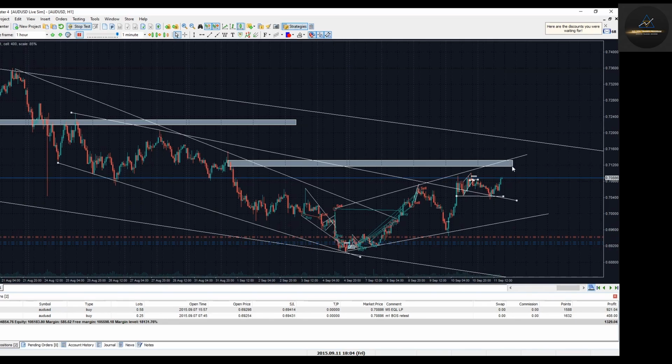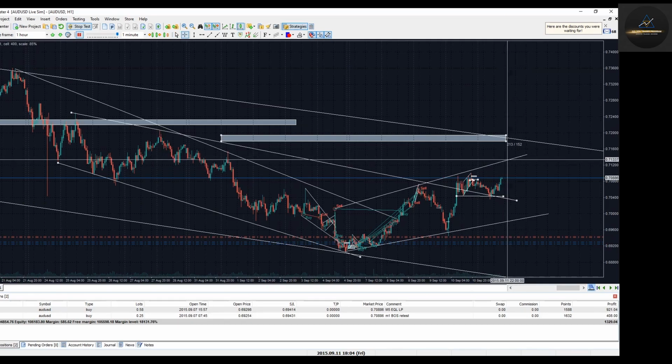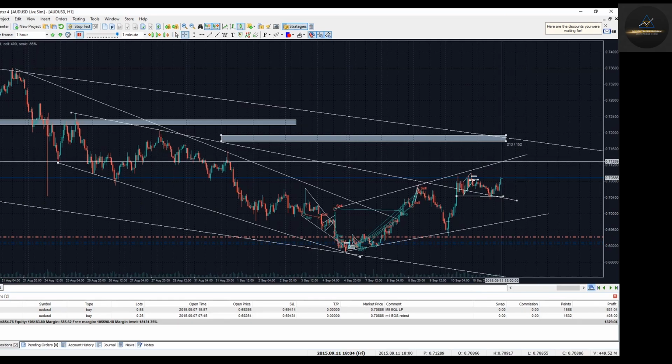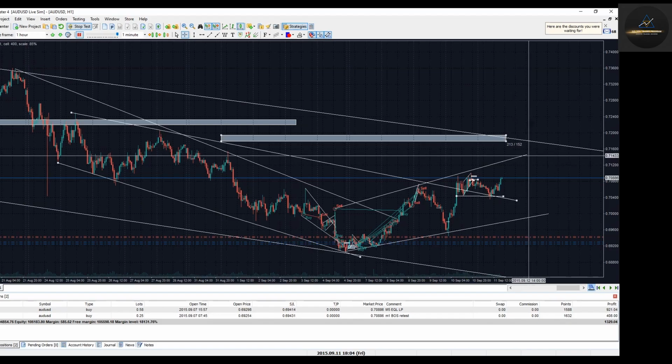I want a liquidity zone outside of this pattern, or at least near the top side. And we can sort of estimate when we're going to get it. We're going to get the reversal between the 11th of September to about the 12th of September. So in the next 48 hours, we're going to get the move that we're looking for.